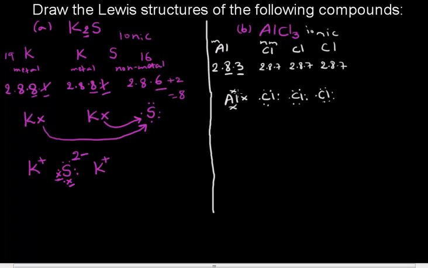So it will give away one of its valence electrons to one chlorine atom this way, and it will give the second valence electron to the second chlorine. It will give away the third valence electron to the third chlorine. So as a result, aluminum lost 3 valence electrons. So the charge on aluminum now would be Al3+.